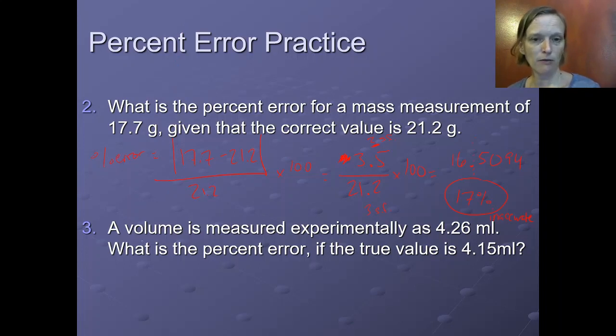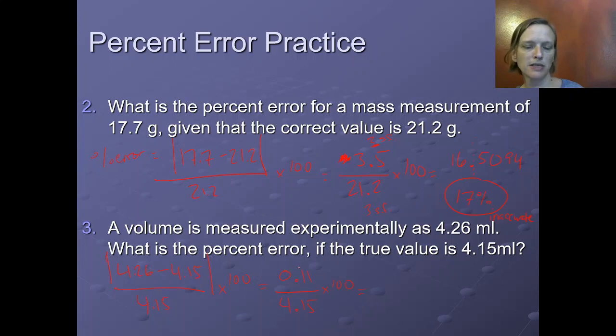Last example, a volume is measured to be 4.26 mL. What is the percent error if the true value is 4.15? Experimental value minus the true value over the true value. Multiply times 100. Let's see, 2 decimal places, 2 decimal places. So my answer needs to have 2 decimal places. So I will have 0.11 divided by 4.15 times 100.